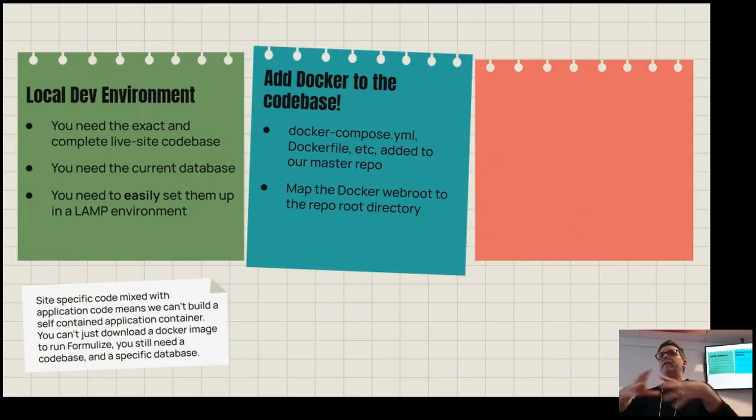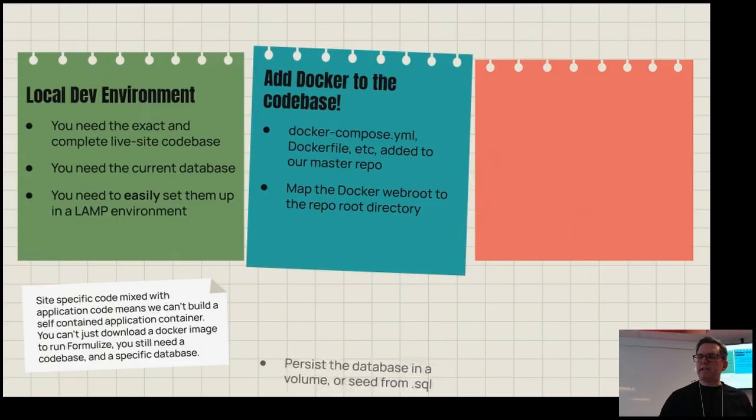So you have a generalized Docker container, like our Docker file and Docker Compose. It sets up Apache and everything, but it's empty. And then we map the web root to your actual file system where your repo is. So then your site becomes the site that's inside the container.